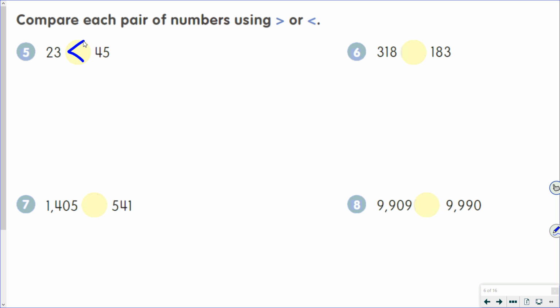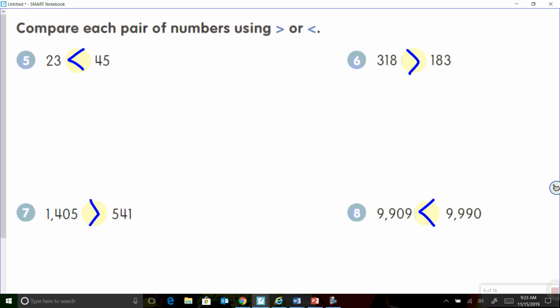So for number 6, 318 is greater than 183. For number 7, 1,405 is greater than 541. And number 8, 9,909 is less than 9,990. And that's all for today's lesson.